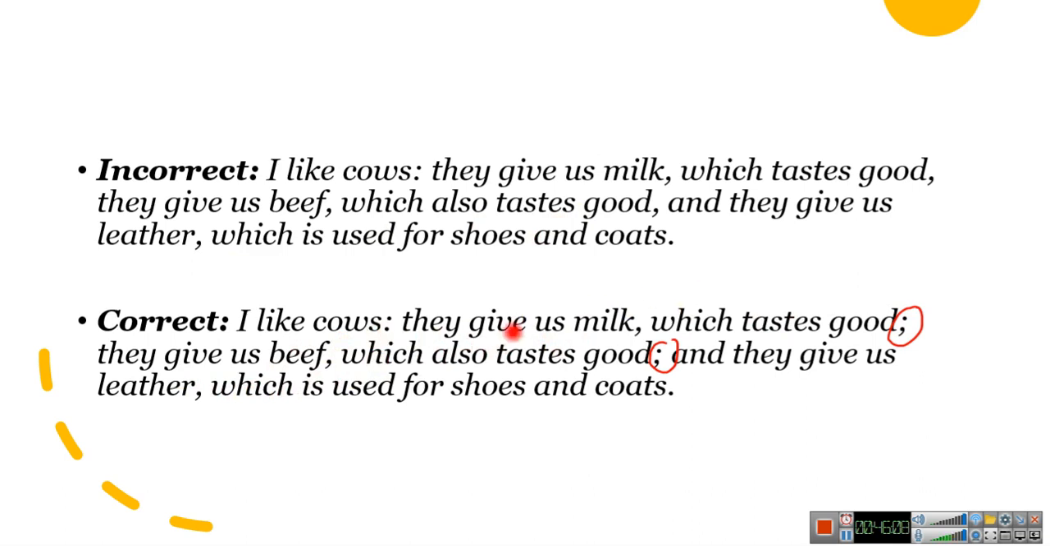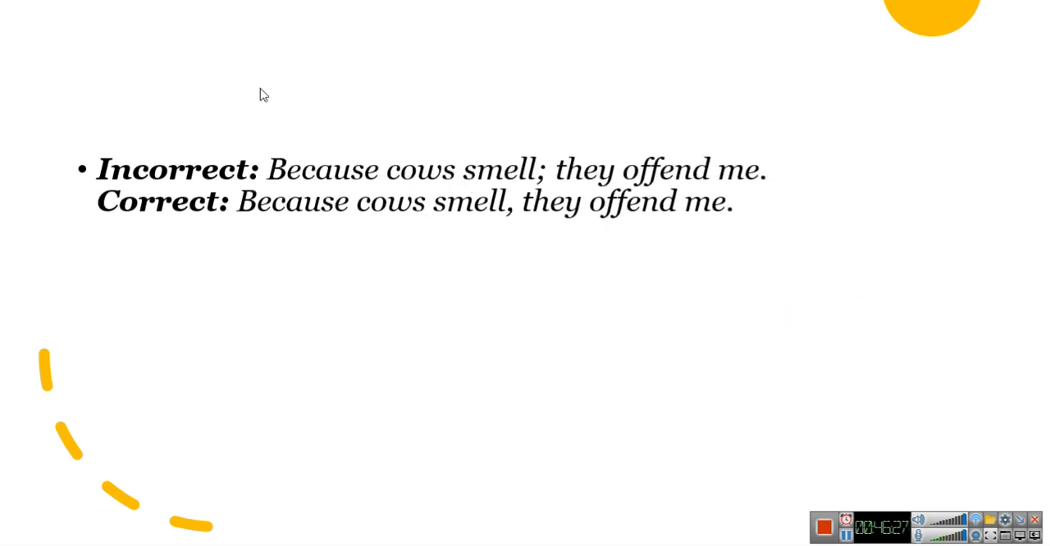No, we have milk, which tastes good. We have beef, which also tastes good. And we also have leather. But what kind of leather? Which is used for shoes and coats. So this is the reason why we use semicolons. That was perfect from Diana.